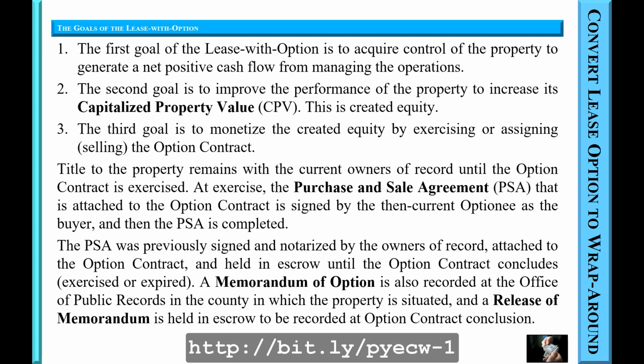A memorandum of option is also recorded at the Office of Public Records in the county in which the property is situated, and a release of memorandum is held in escrow to be recorded at option contract conclusion.